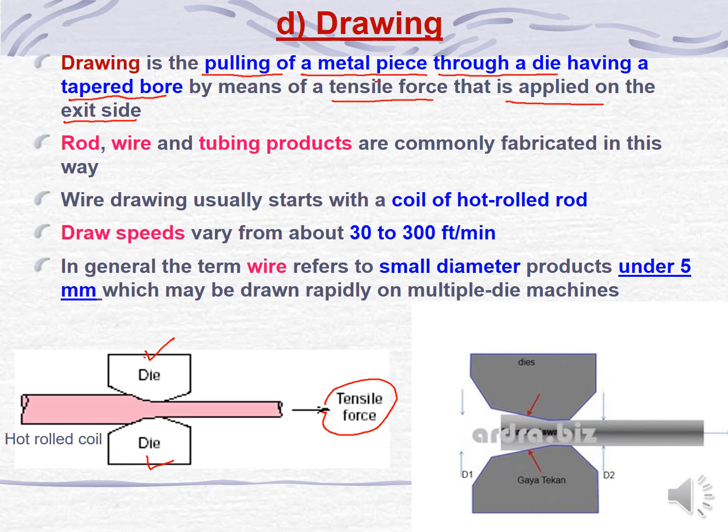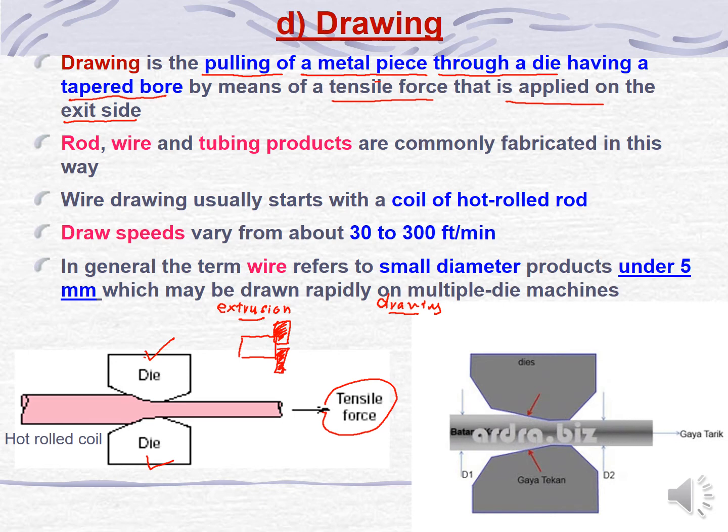I hope you can compare between extrusion, the process which we learned in the previous slide, and this process, drawing. For this extrusion, we need to have a metal bar. Then we need to have a die. For example, this is a die.